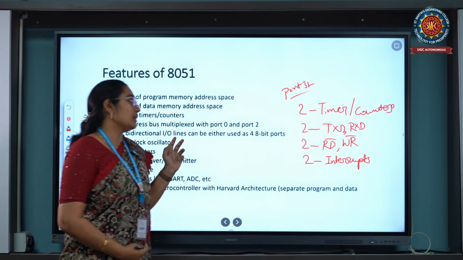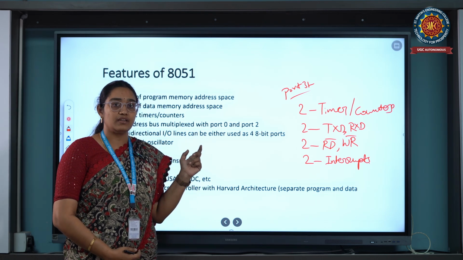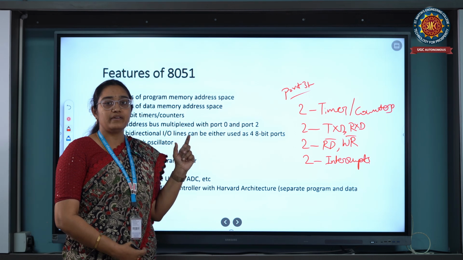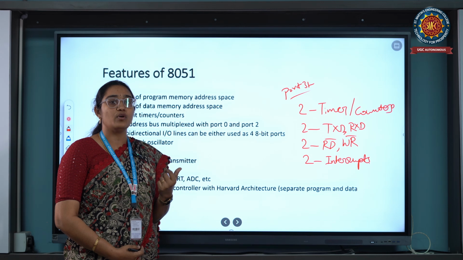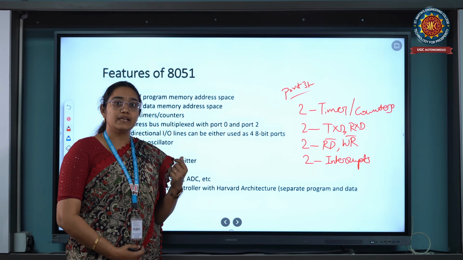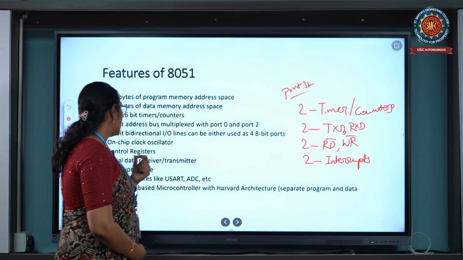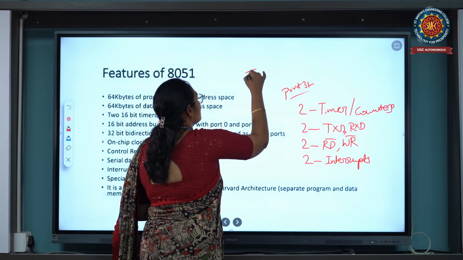Previously, this 8051 microcontroller was designed with NMOS technology, which is not suitable for low power consumption. But recently we are using CMOS, that is complementary metal oxide semiconductor, fabricated on a single chip with the advantage of low power consumption.